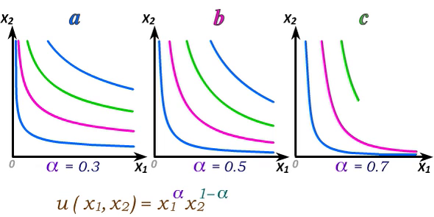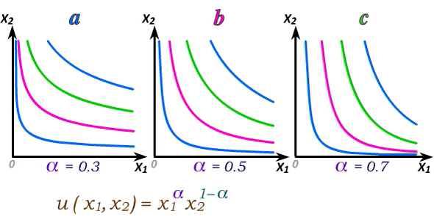Now notice that when alpha is 0.7, 1 minus alpha is 0.3. Thus the x2 good in panel C is treated the way the x1 good was treated in panel A. For this reason, the indifference maps look kind of similar, except that in panel C they converge more quickly to the horizontal axis, whereas in panel A they converged more quickly to the vertical axis.